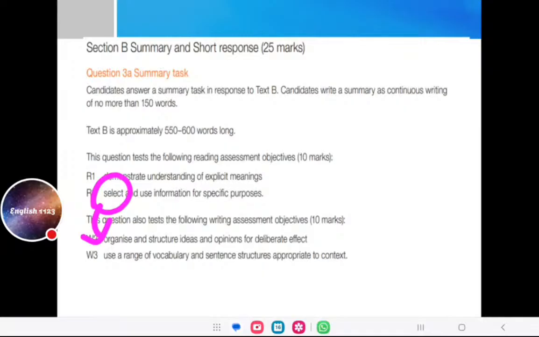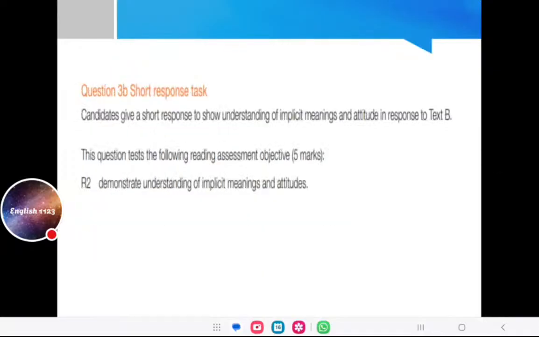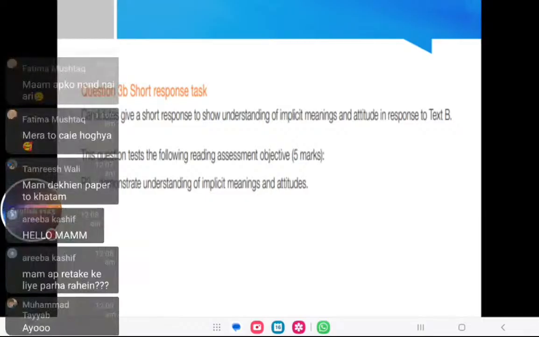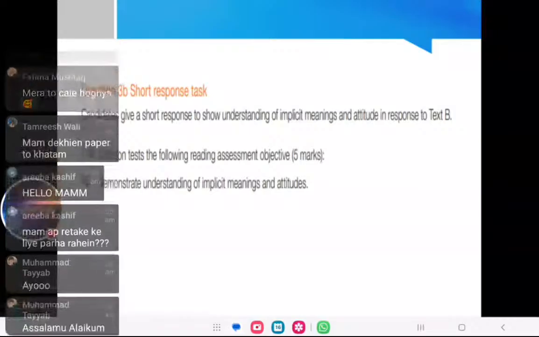Now, the next one, question 3B, short response task. Candidates give a short response to show understanding of implicit meanings and attitudes in response to text B. This question tests the following reading assessment objective, 5 marks, that is R2. R2 is demonstrate understanding of implicit meanings and attitudes.